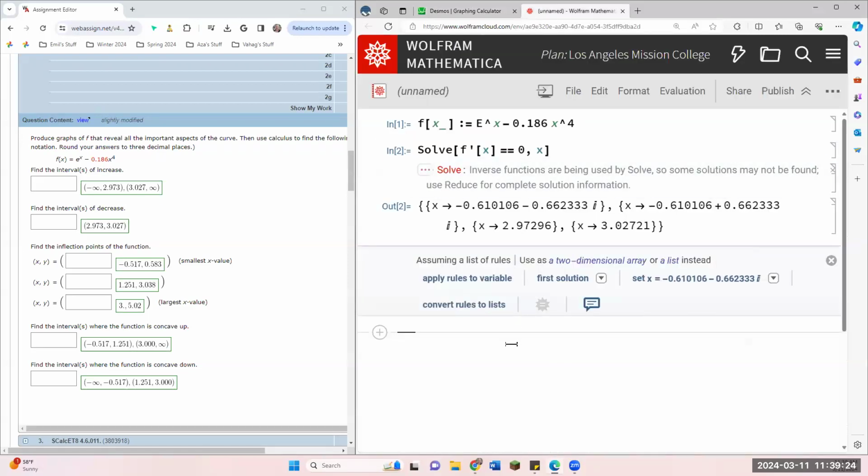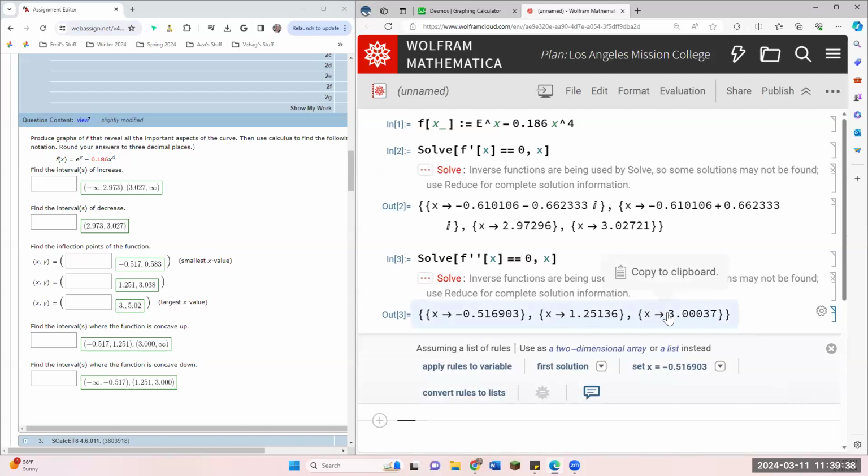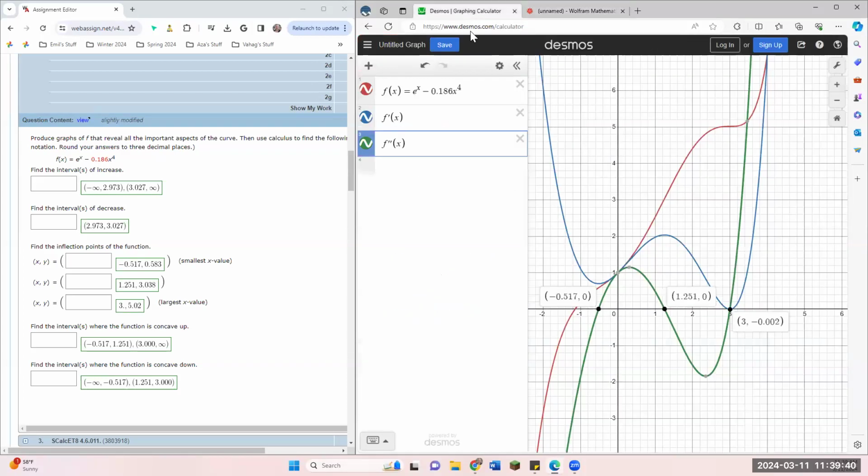points by using Wolfram. I'm going to use the same command. I'm going to ask it to solve for the second derivative set equal to 0 and solve for x. And indeed, we have these three values, the same values in question. So coming back here, what I want to do now is plug in these points. The first one is negative 0.517. I'm going to say, give me the point negative 0.517, comma, and then plug in negative 0.517 into the function, and ask it to show me that point, and there it is.